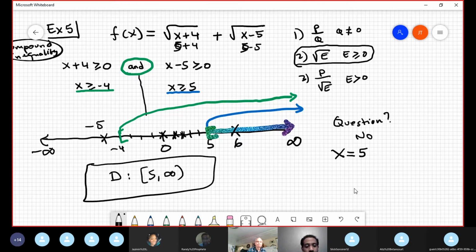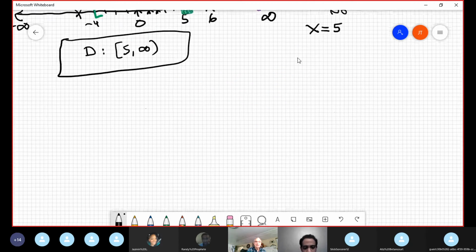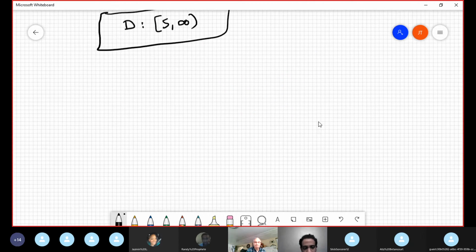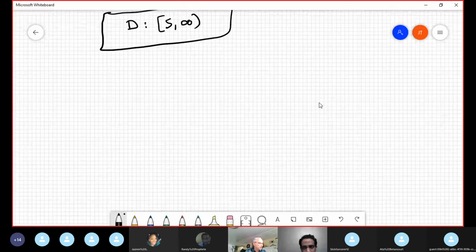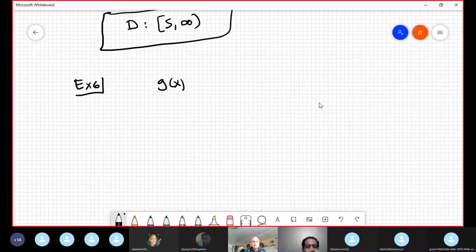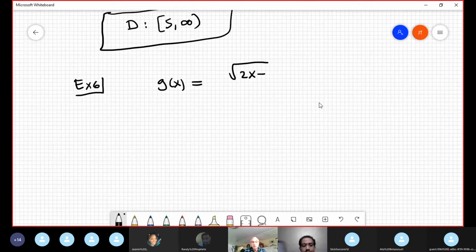Okay, super. Let's move on to another interesting and more complicated example. Example 6. Look, g of x is the name of the function. It's square root of 2x plus 1, divided by x minus 4. And the same question: determine the domain and express the answer in interval notation.